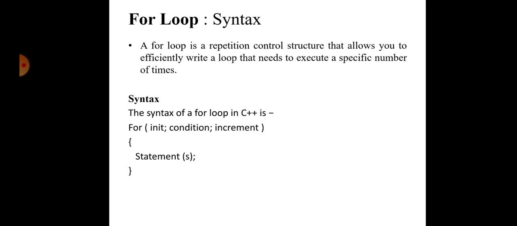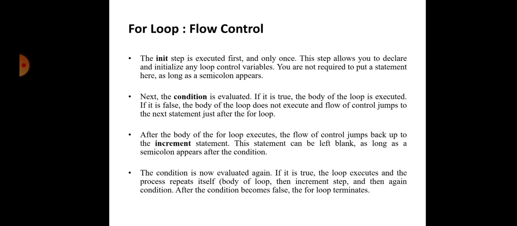There is a syntax for a for loop, usually written in C++. That is for initialization, a condition and increment, and you are going to write statements in a flower bracket. That is the syntax. Now see here, there is a flow control. So here is the flow control in a for loop. You can see this on the screen.